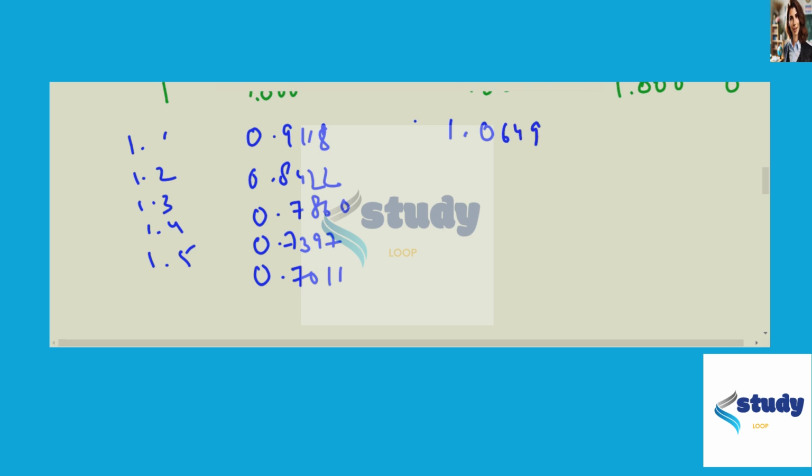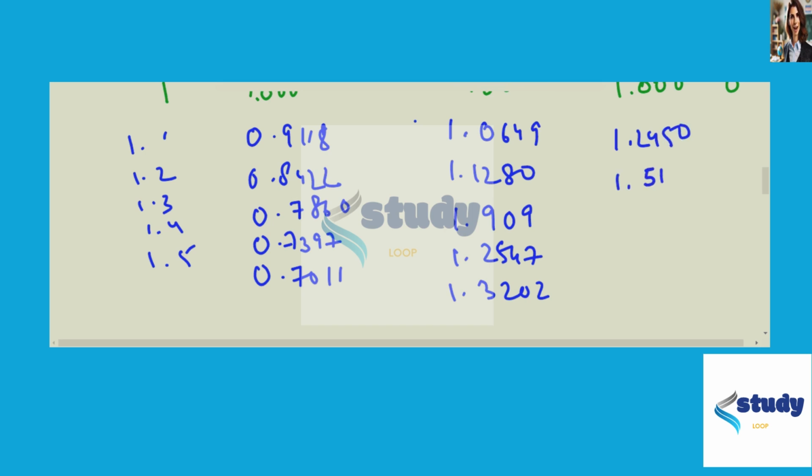1.0649, 1.1280, 1.909, 1.2547, 1.3230. Here we have 1.2450, 1.5133, 1.8050. Here we have 2.1200. Here we have 2.4583.